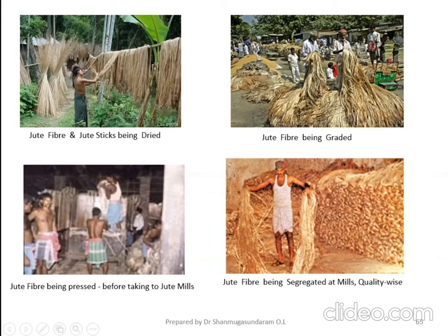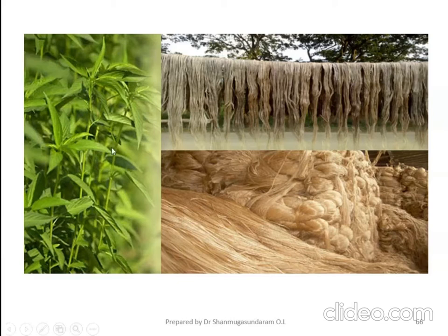See, after cleaning, they are drying. So here they are grading good quality fibers and then removing the poor quality fibers. Then here it is being taken to the jute mills, where it is separated based on quality, good quality fiber and bad quality fibers, based on the strength of the fibers. This is a jute plant, the drying.